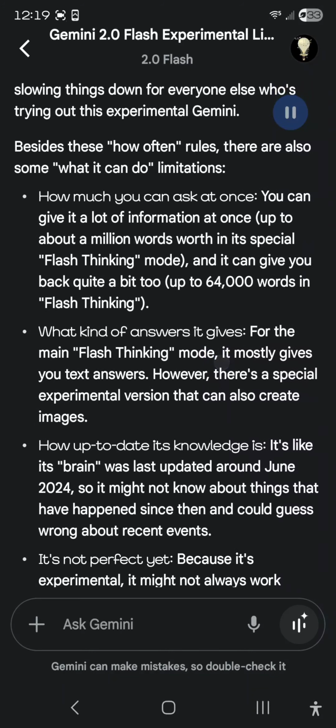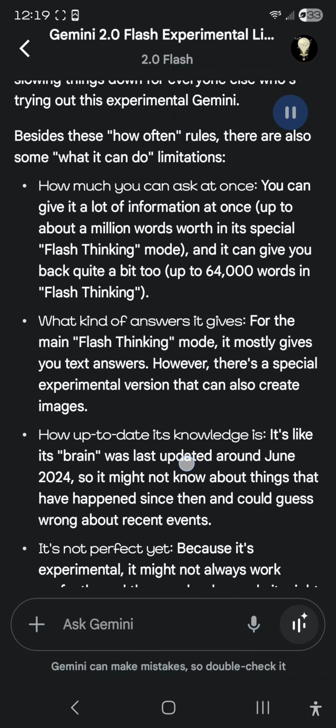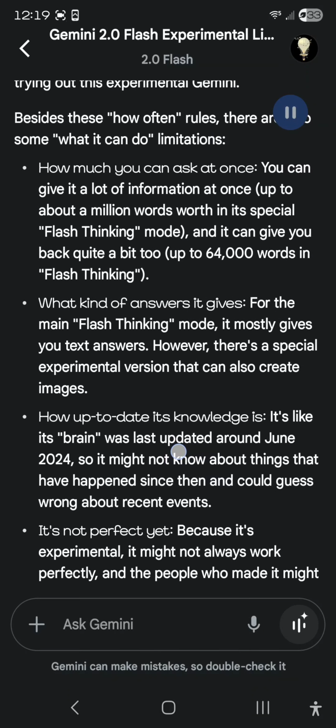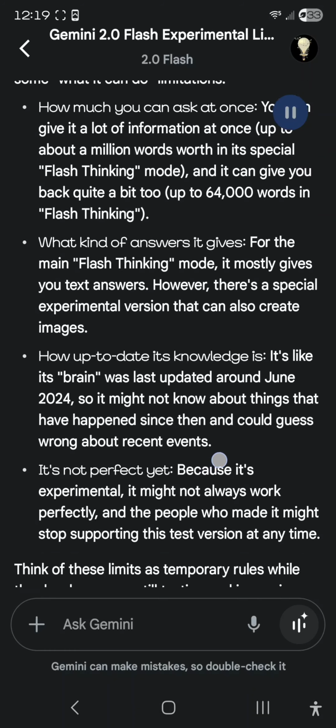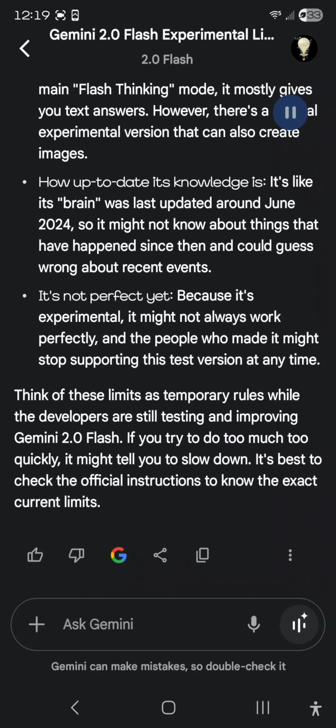Besides these how often rules, there are also some what it can do limitations. How much you can ask at once. You can give it a lot of information at once, up to about 1 million words worth in its special flash thinking mode, and it can give you back quite a bit too, up to 64,000 words in flash thinking. What kind of answers it gives? For the main flash thinking mode, it mostly gives you text answers. However, there's a special experimental version that can also create images. How up to date its knowledge is. It's like its brain was last updated around June 2024, so it might not know about things that have happened since then and could guess wrong about recent events.